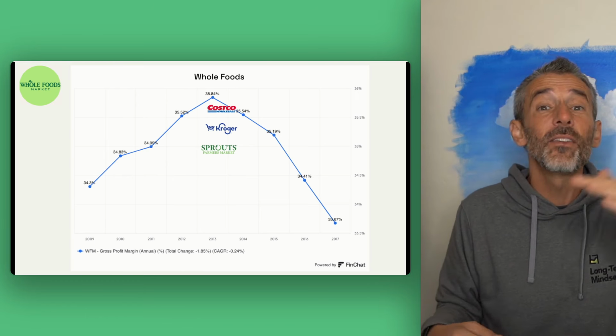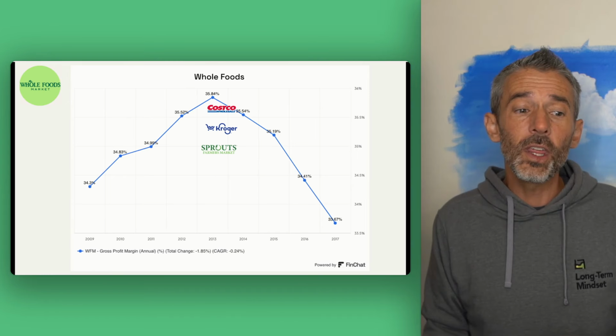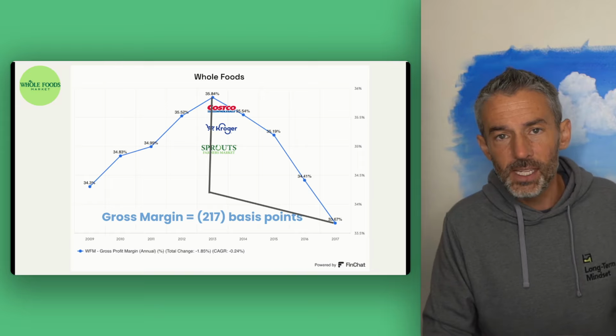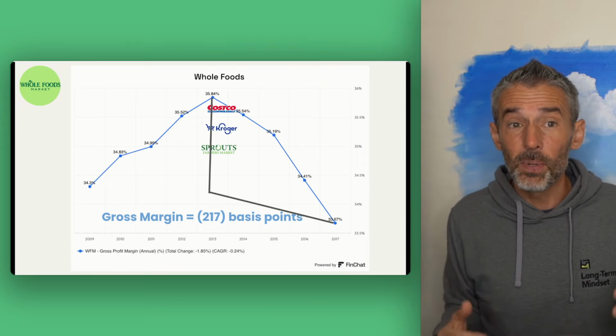Not only did they fall, but they fell to below where they were in 2009. They contracted by 217 basis points, which is why it did not end up being a great investment.